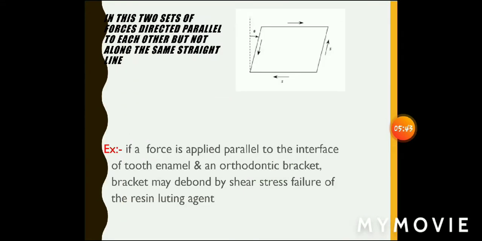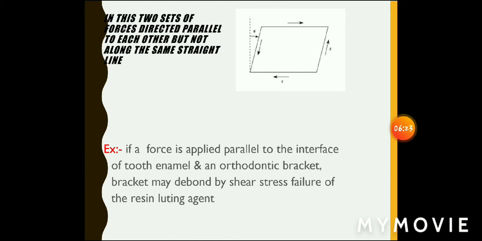So in this, the two sets of forces are directed parallel to each other but not along the same straight line. The best example is when you are placing an orthodontic bracket. You will use a resin luting cement for bonding this bracket to the tooth surface on the anterior side. If a needle or any explorer is poked in that direction, because of the debonding of the resin luting cement due to the shear stresses, the bracket will fail to stay bonded to the anterior tooth surface. That is one of the best examples for shear stresses.